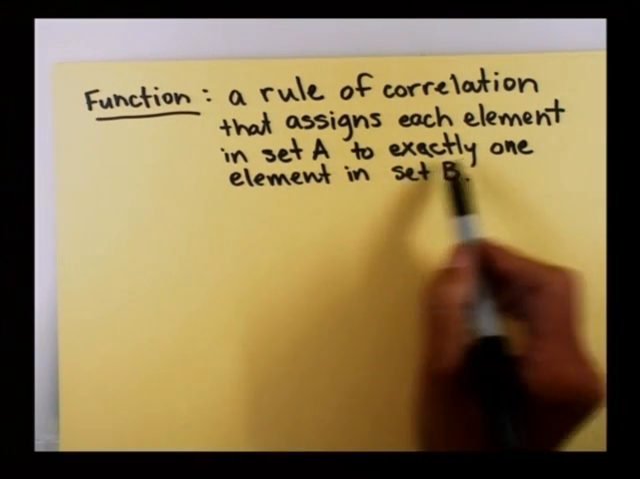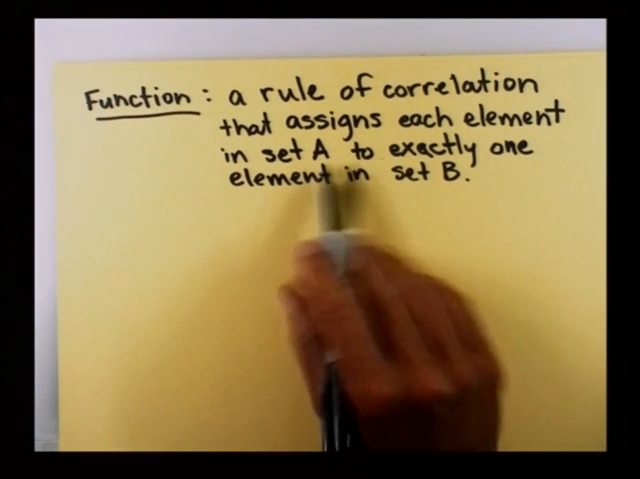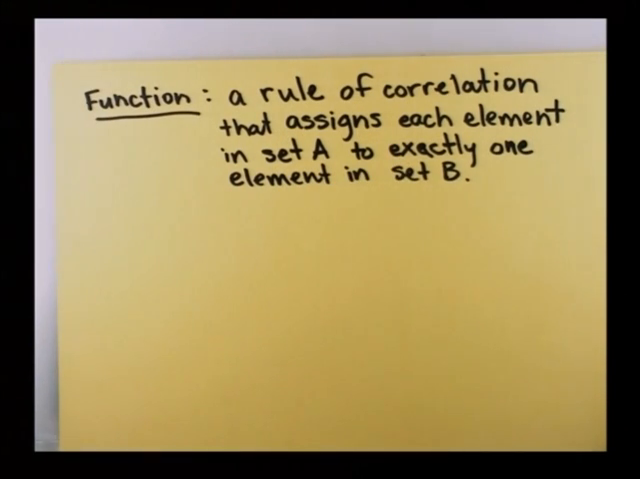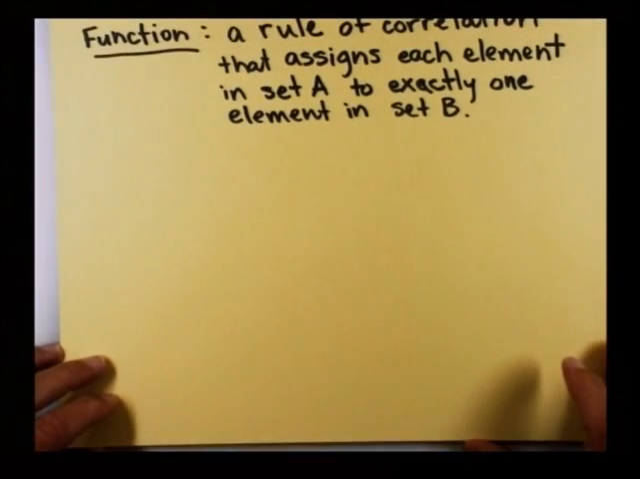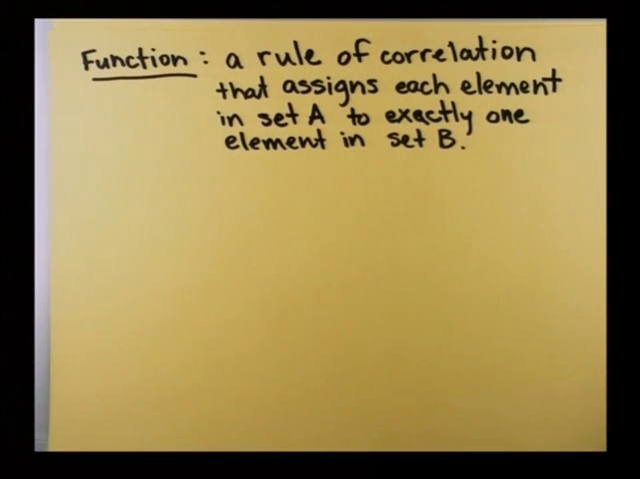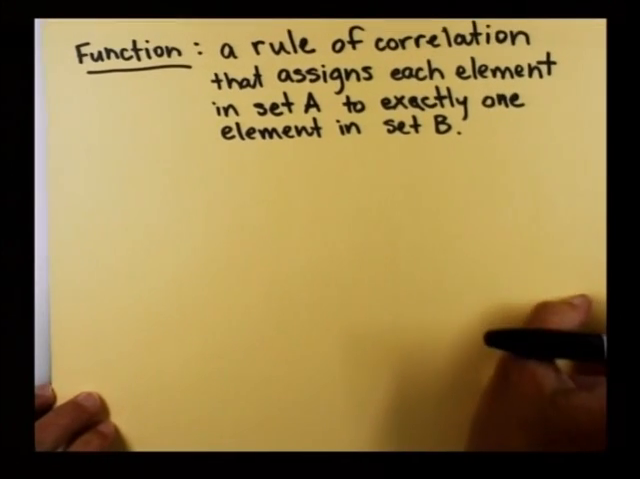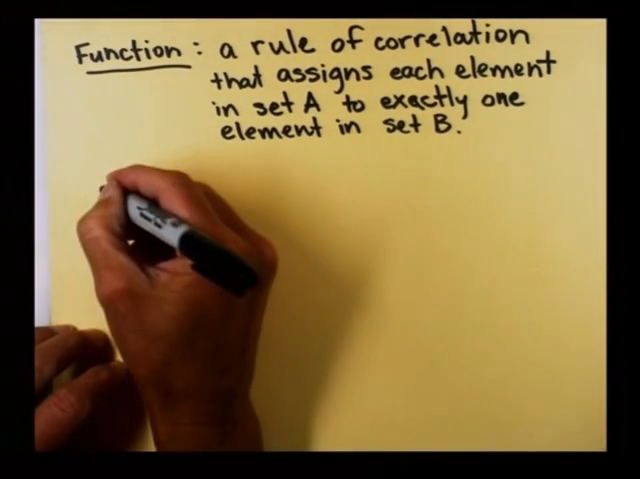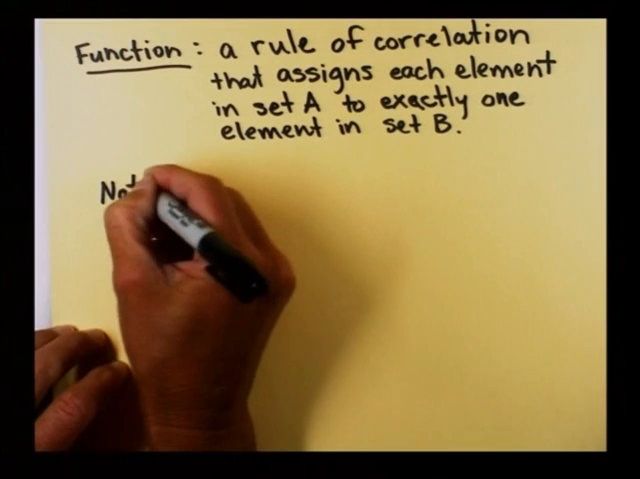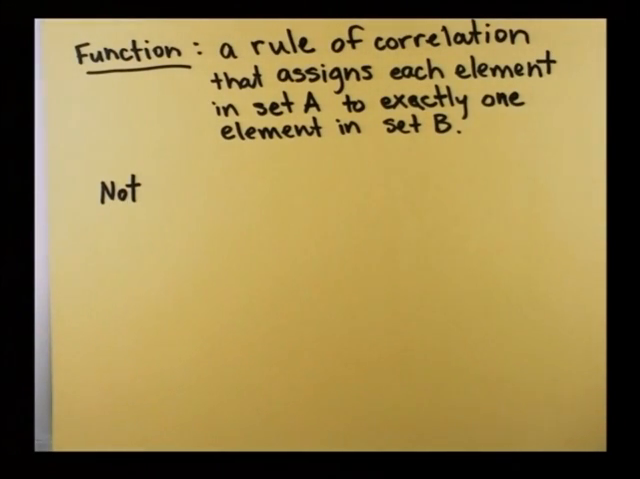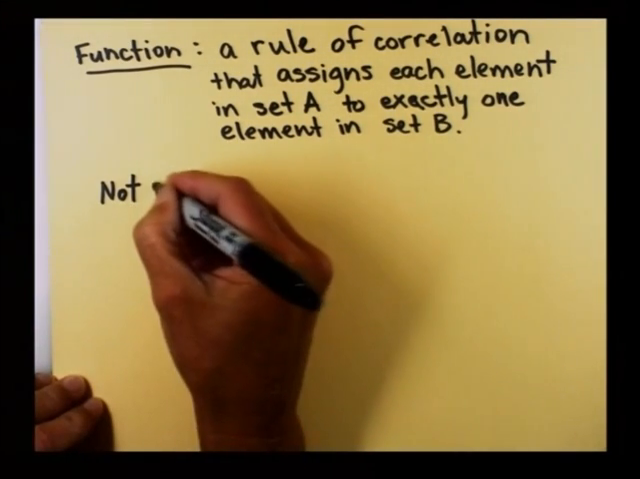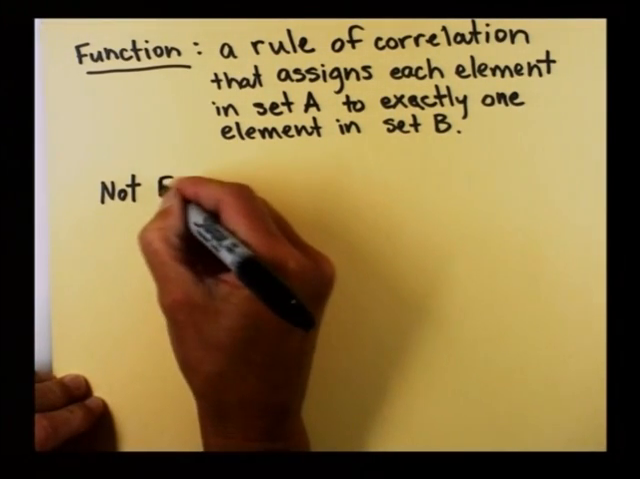That each element in set A is paired with exactly one element in set B. So let's go through this in a little more detail. And I'm going to show you some pictures here. We're going to go back to some other representations of functions, but it's probably easier to see if we look at what's not a function. Okay, so things that are not representations of functions.